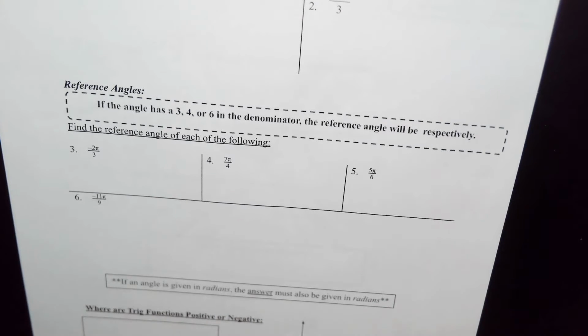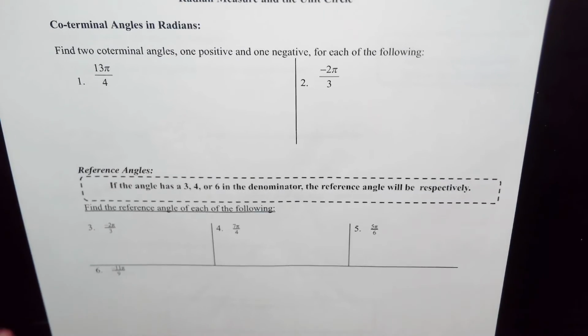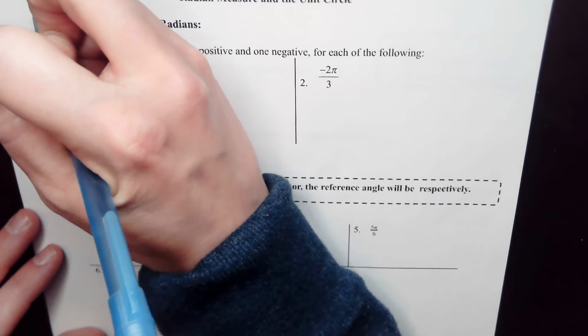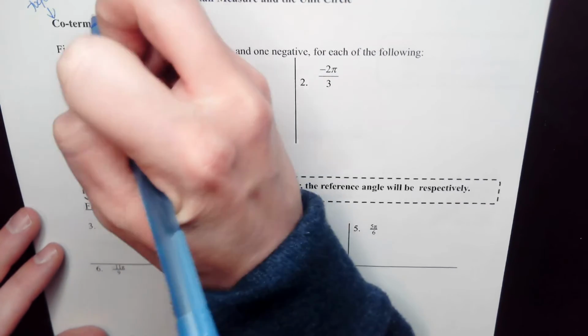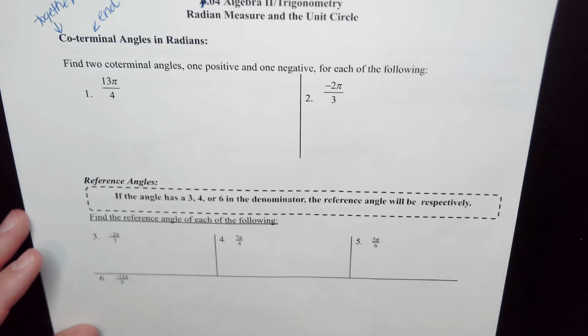All right, moving right along here. Now let's talk about your coterminal angles. For coterminal angles, we talked about these last class. Coterminal angles are angles, think co, together, terminal, they terminate or they end. So these start and end together.